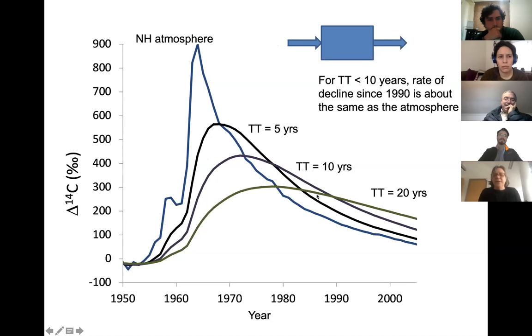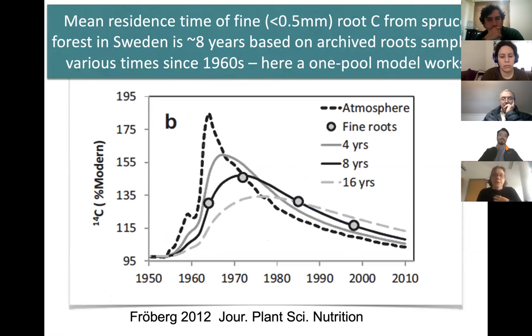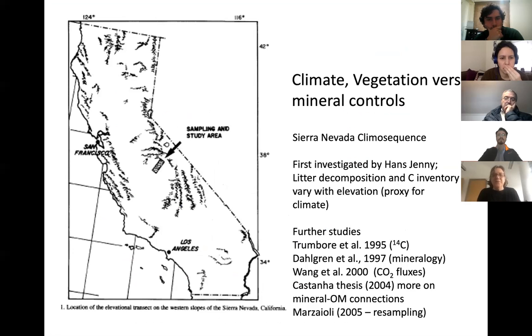Basically the peak will get lower and more diluted and lagged over time. So we can conceptualize what things look like. For longer turnover times, things will just now be reaching the peak or even still increasing if they are very slow. So there are very few things where you can model things as one pool. This is fine roots from Sweden where you have different time points. And if you can fit that, that's what we want to do.